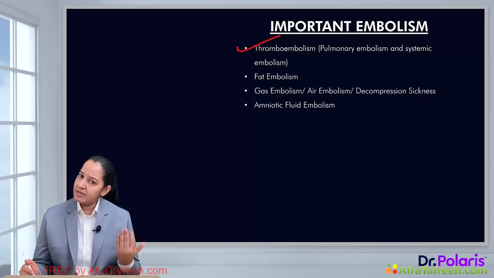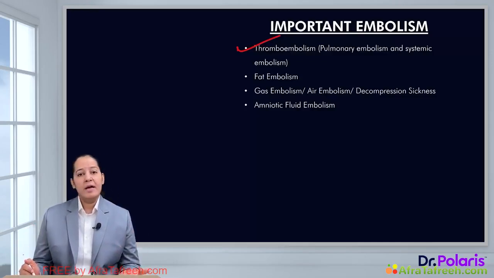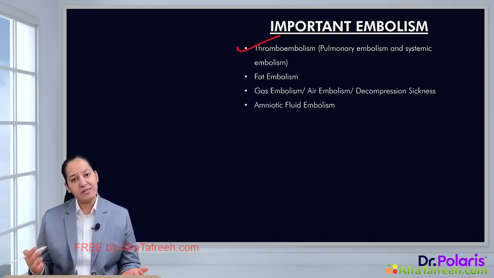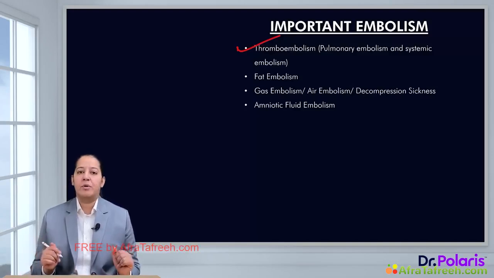So what is the end result of arterial thromboembolism? It is infarction and necrosis of that organ. What is the end result of venous thromboembolism? It is pulmonary thromboembolism. So that is about thromboembolism.